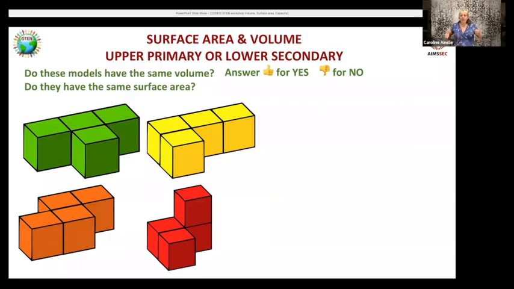Using the pedagogical concept of thumbs up and thumbs down, you can see everyone's answer in the room. You can see what everyone's thinking. Do these models have the same volume, first of all? Yes or no? So if you were working with learners, they'd be doing a thumbs up or thumbs down. We don't want them to be speaking out because you can't see what they're saying, whereas you can see a thumbs up or a thumbs down and you know what your learners are thinking.